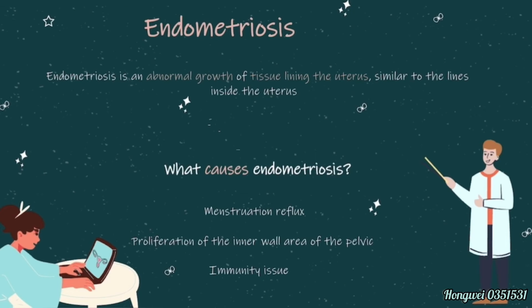The inner wall area of the pelvic organ has the ability to develop into other tissue, and those cells migrated to other parts of the body through the bloodstream or lymphatic system to produce tissue proliferation. The evidence also shows that some women with endometriosis have immunity issues that affect the body's ability to detect and eliminate proliferating cells.